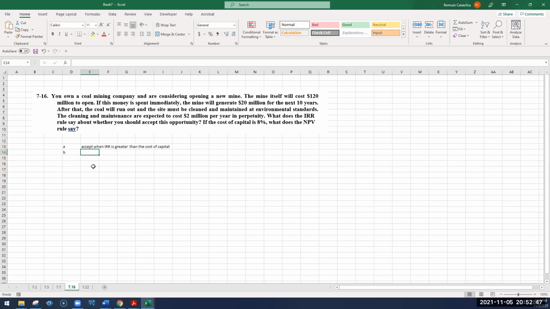There are so many ways to say this, right? I guess the system recognizes it. I don't know, but that's how I got it. And on B, it asks if the cost of capital is 8%, what does the NPV rule say? So I also typed this: if NPV is positive, then accept project. That's it. I don't need to do any calculations.